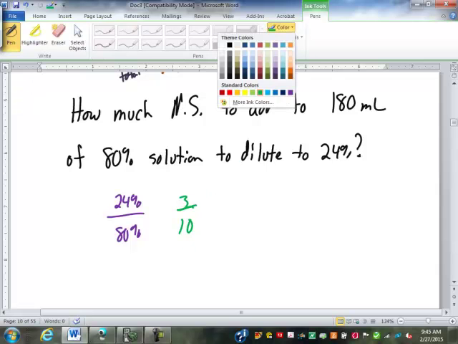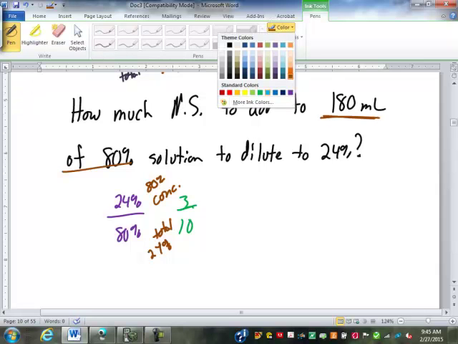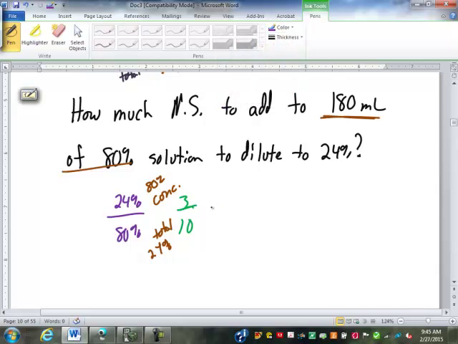Now remember, the 3 is the concentrate, which is the 80%, and the 10 is the total, which is going to be the 24% in this case. We know 180 milliliters of the 80% concentrate, so we'll put that in. 180 milliliters goes with the 3. Cross multiply and divide: 10 times 180 divided by 3 is 600 milliliters.